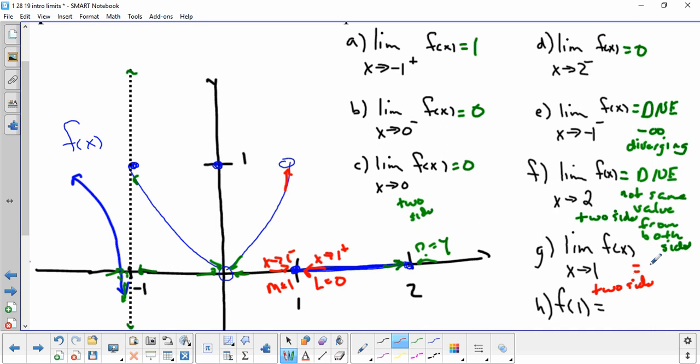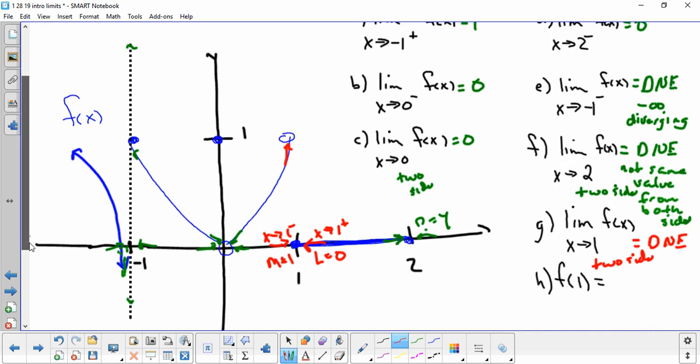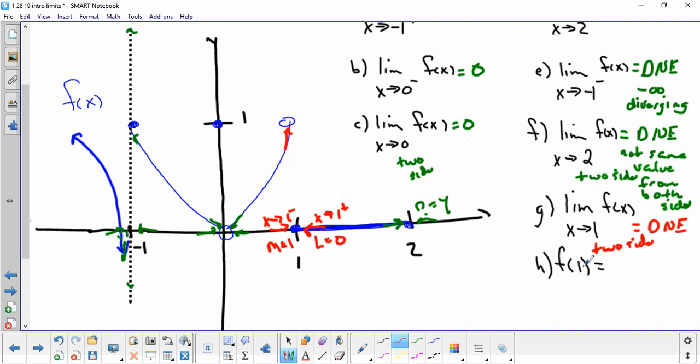This one does not exist. Why? Because the left and right side do not approach the same value. It's the same reason up there, and you can look at that one. And finally, what is f of 1? F of 1, well, where is it? Right there, f of 1 is 0, but the value exists. Remember, f of 1 is what is the value? The value is 0. But the limit is not the value. It is where the function appears to be approaching, the intended height of the function.